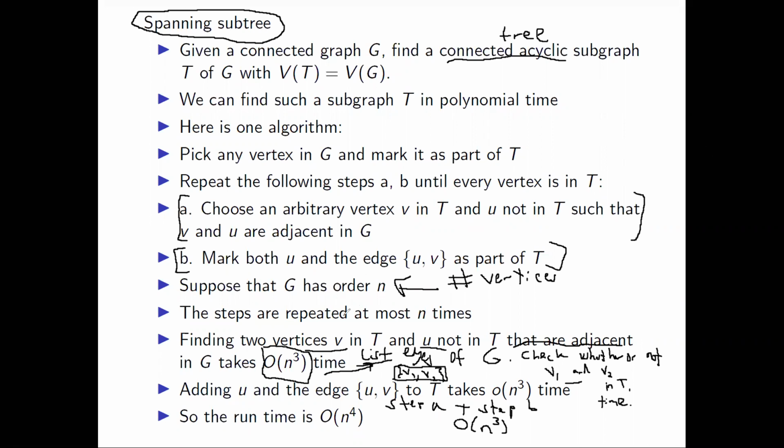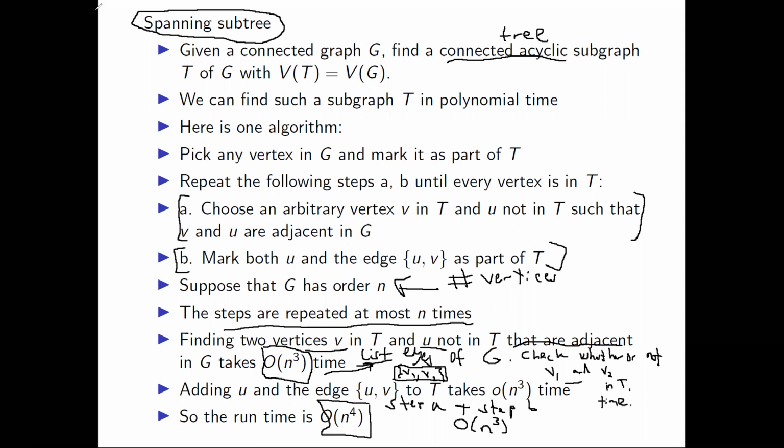And since we have a total of n iterations of these steps, so we repeat these steps at most n times, the runtime in total, n times big O of n cubed, that's an upper bound on it. So we can say the runtime is big O of n to the fourth.